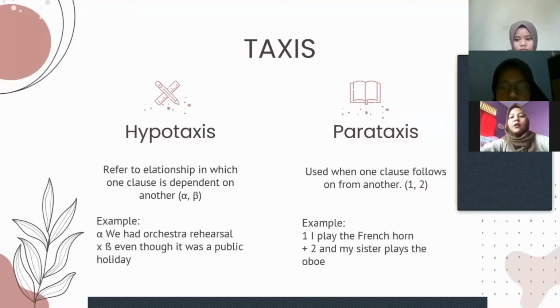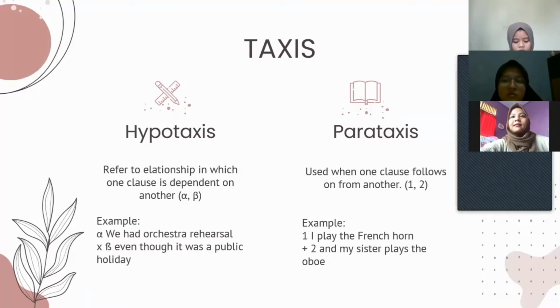Assalamualaikum warahmatullahi wabarakatuh. My name is Fania Lalatul and I'm going to explain about taxis. Taxis refers to the dependency status of the clauses in a clause complex. First, hypotaxis. Hypotaxis refers to a relationship in which one clause is dependent on another, alpha and beta. It refers to clauses as being either dominant or dependent. The status is marked through Greek letters. Alpha marks the dominant clause. Clauses are marked alpha, beta, gamma, and so on.